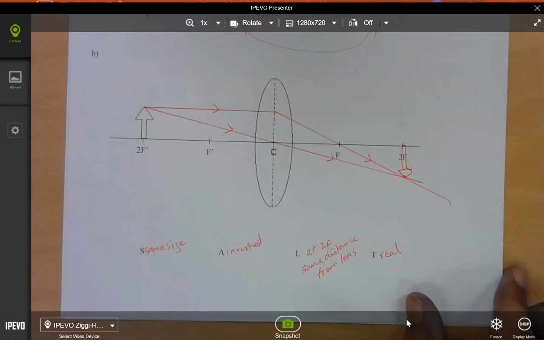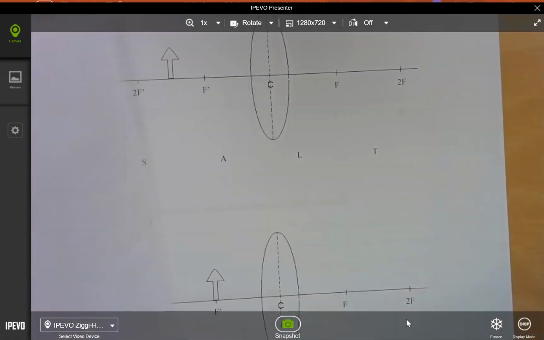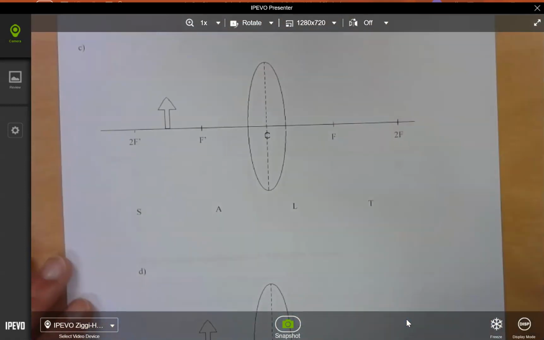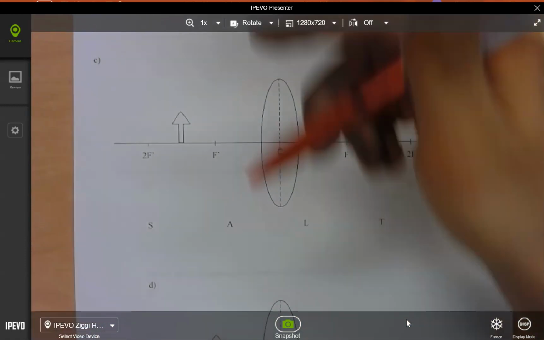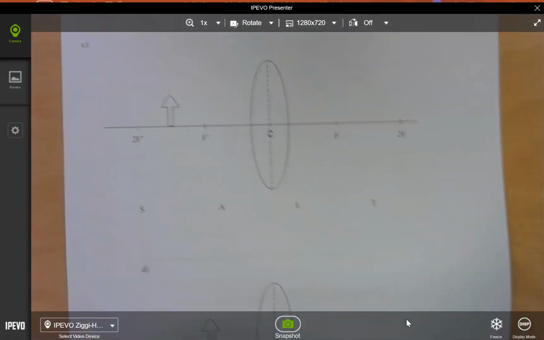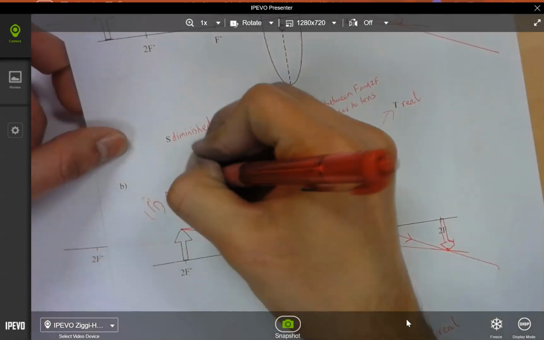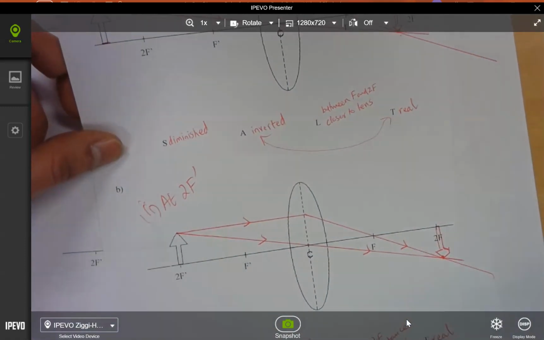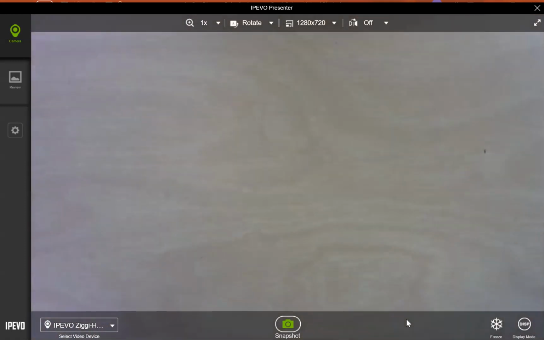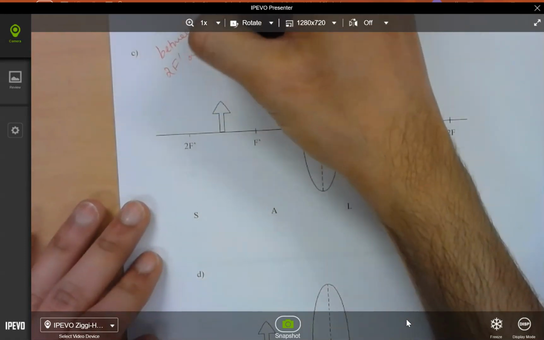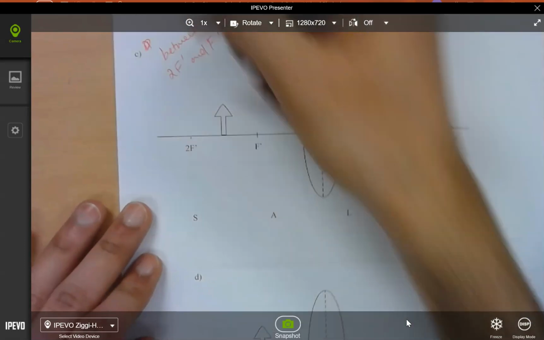Okay with this? Yeah, I'm sure you could do the SALT. We have a couple more to do, 4 more to be exact. So this was part 2, at 2f prime. That was our second part over there. At 2f prime, so part B. Part C, this is between 2f prime and f prime.